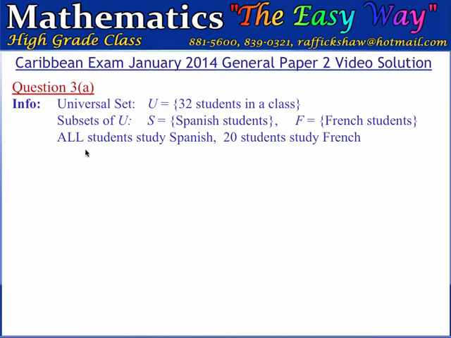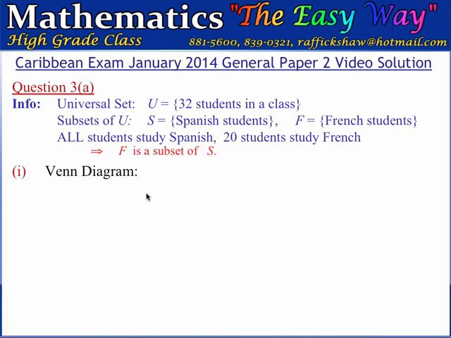Now, since all the students in the class study Spanish, it means that the 20 students who study French also study Spanish. And so the set of French students will be a subset of the set of Spanish students. And let's put that information in. The set of students studying French will be a subset of the students studying Spanish because all the students in the class study Spanish.